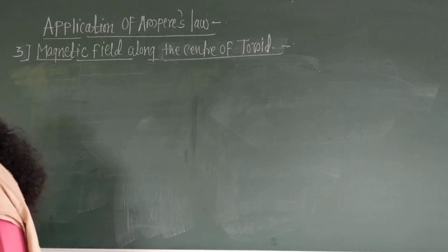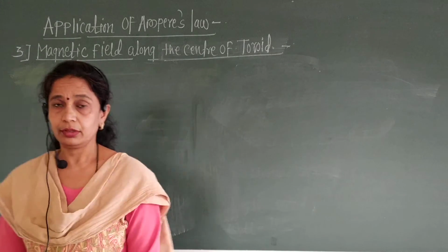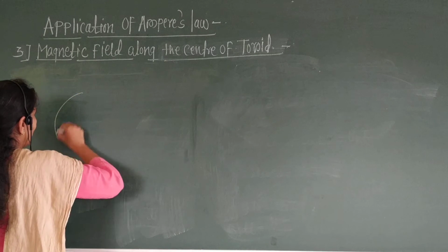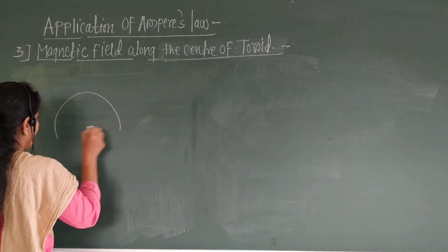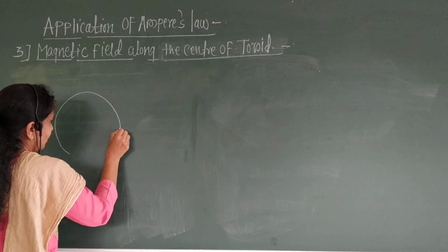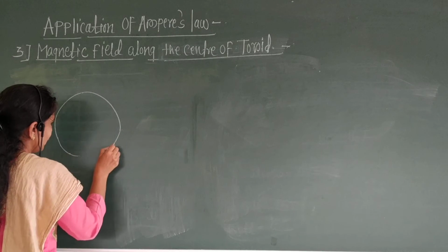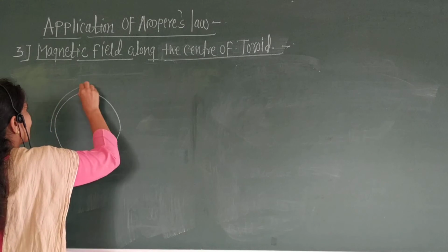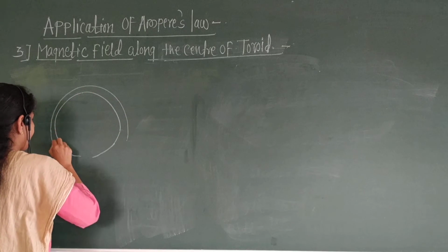So what do you mean by the toroid? Toroid is the solenoid, but it is bent into the shape of ring like this.